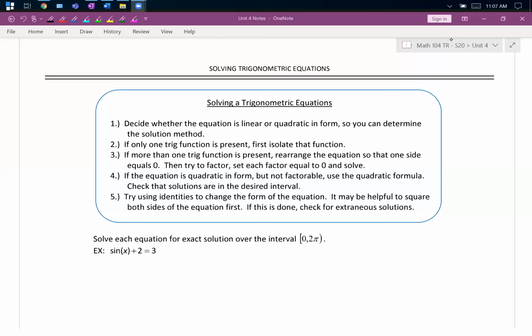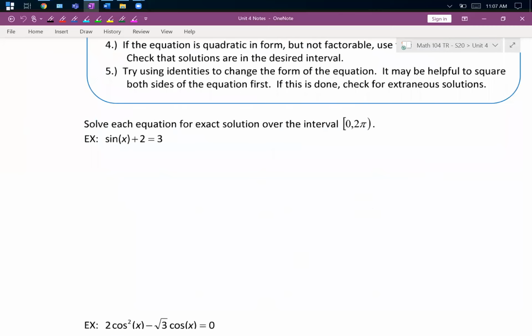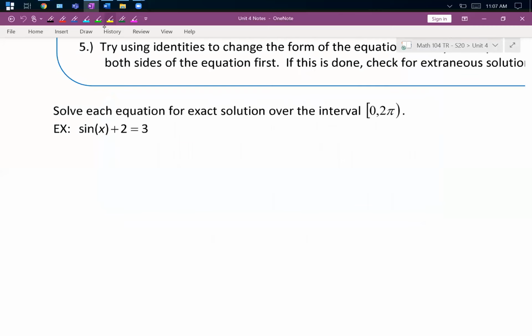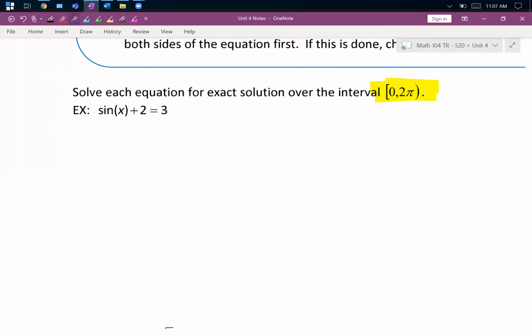So we want to solve our equation for the exact solution over the interval 0 to 2 pi. Anytime you see exact solution, that tells you you want your answer to be in radians. Also, notice the interval that they gave you is also in radians, so we know our answer should be in radians. If we have just a single trig function, you want to isolate that single trig function. I'm going to subtract the 2 over. Sine of x is equal to 1.